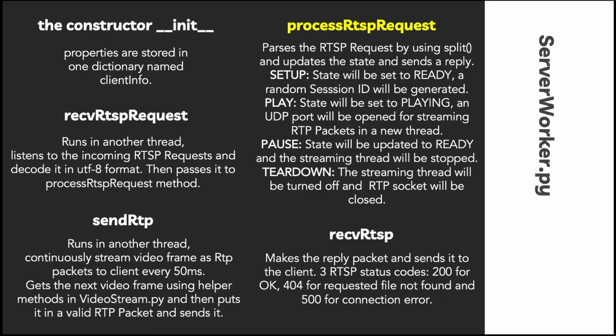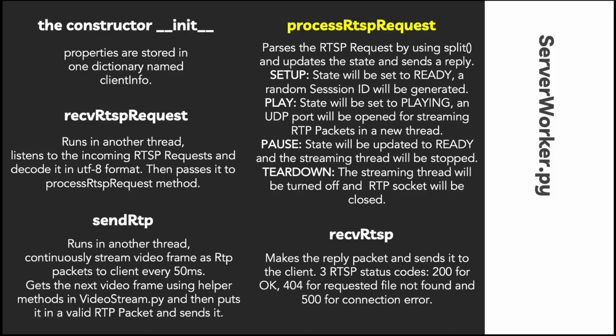Then we have the recvRtspRequest function. This is the same as recvRtspReply in the client. It is running another thread to listen to incoming RTSP request packets. When there is a packet, it will proceed to decode it in UTF-8 encoding and pass it to the processRtspRequest function. The processRtspRequest is a very important function that we implemented.